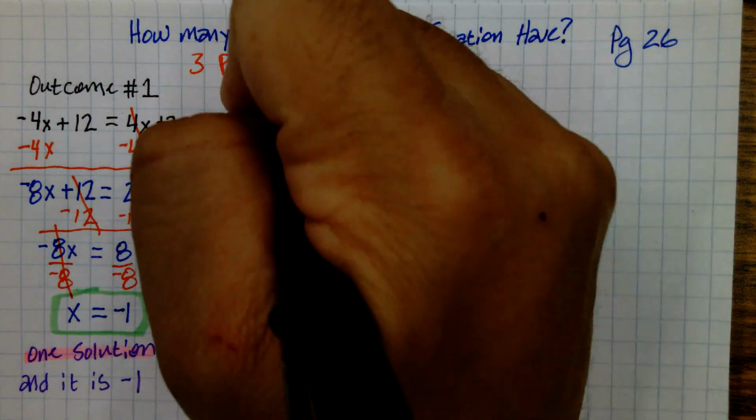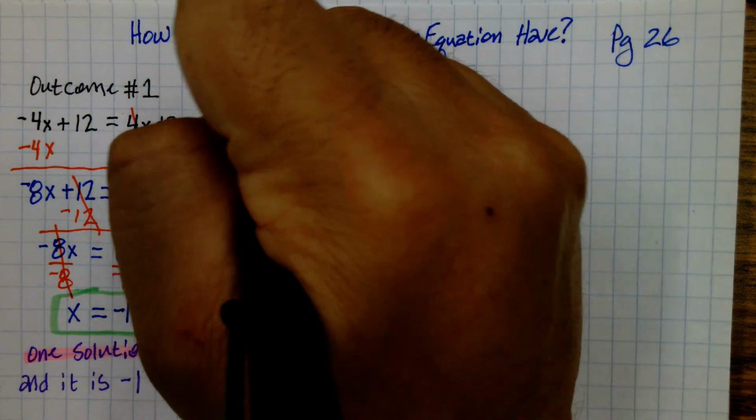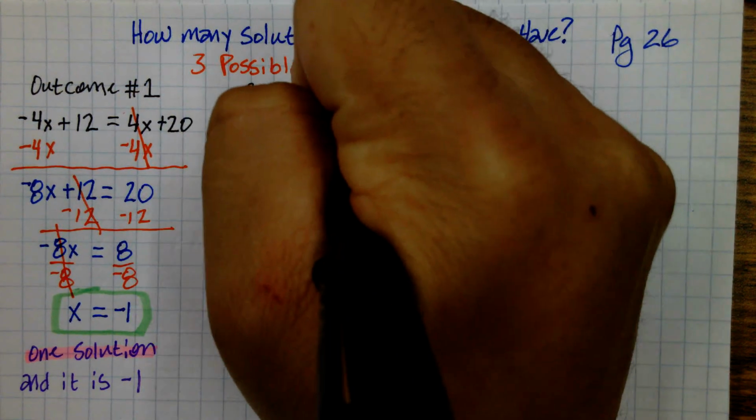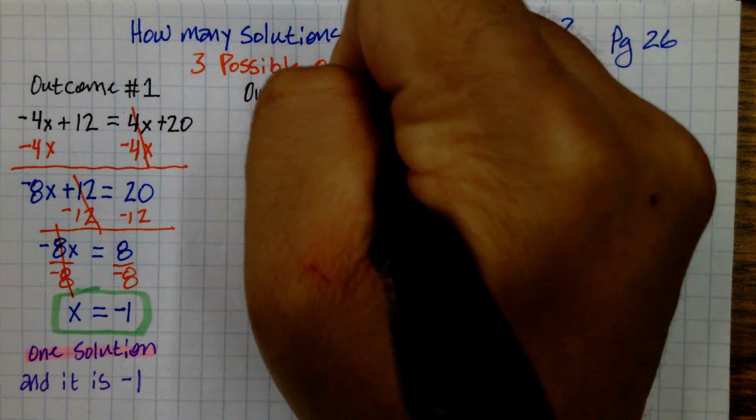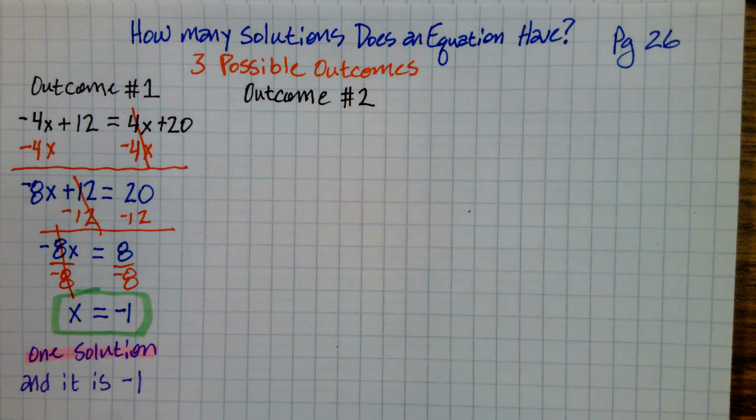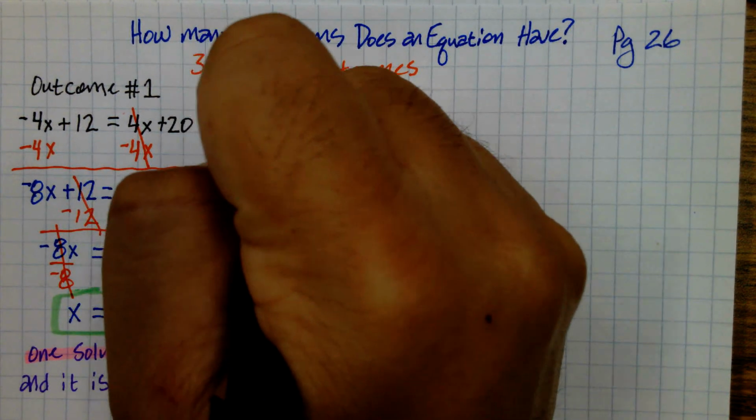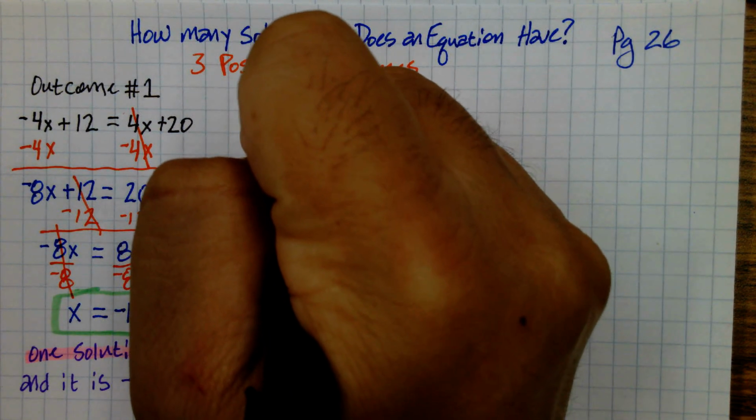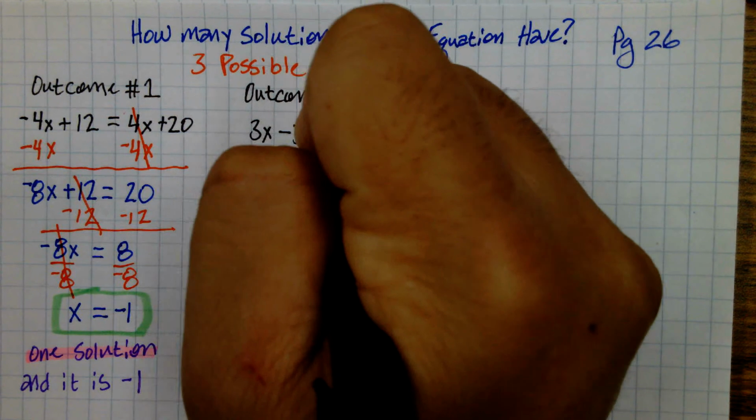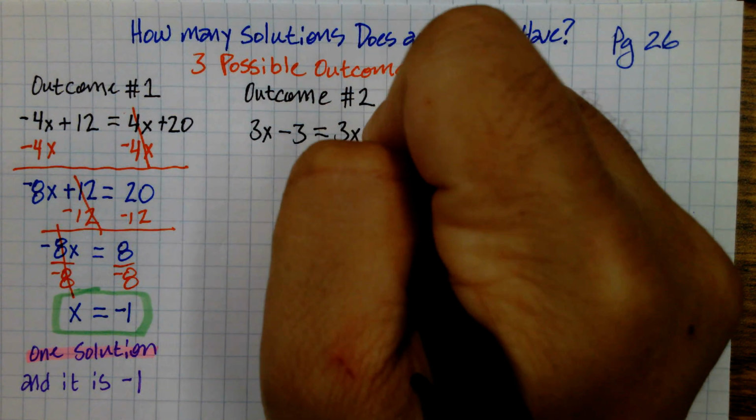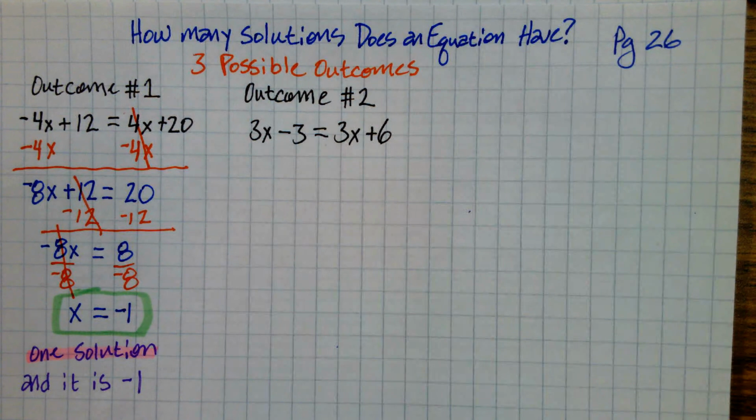Let's look at possible outcome number 2. Okay, so here we go. Outcome number 2. So the equation that's going to give us outcome number 2 is this one. 3x minus 3 equals 3x plus 6. Okay, write that equation down.